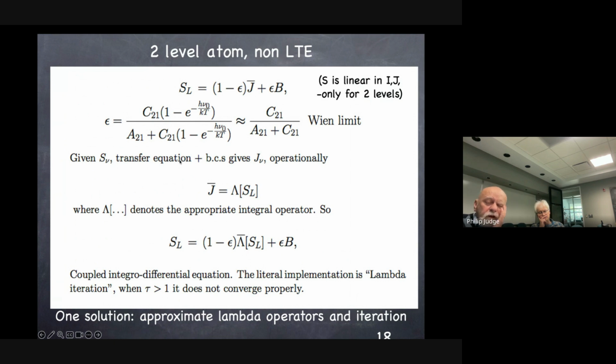But we know that given an S, the transfer equation and the boundary conditions give us the J that we need. So we saw earlier, this is just this J equals lambda S that we had before, right? We were looking at the effects of the slope and all that. So this is exactly the same thing, and now this is the appropriate integral operator. So now instead of J bar there, I stuff in SL there. And again, SL is just this ratio of populations. What I get is an equation that looks like this.